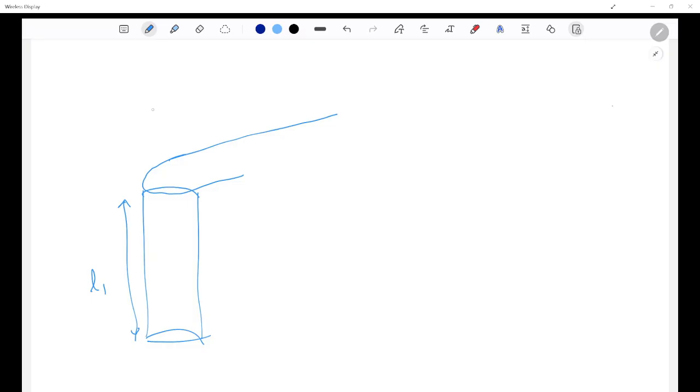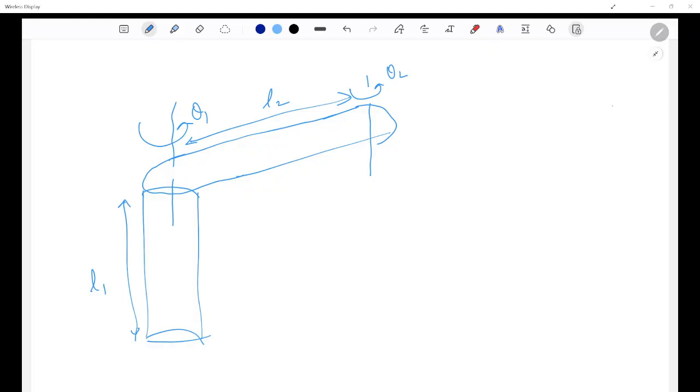Okay, so what is here is the following. There is a base, let's say it has a height of L1. Then there is a revolute joint. It has an axis and rotates by an angle of theta 1 along this axis. Then from here you have another joint, and you can move by an angle of theta 2, and the link length here is L2.